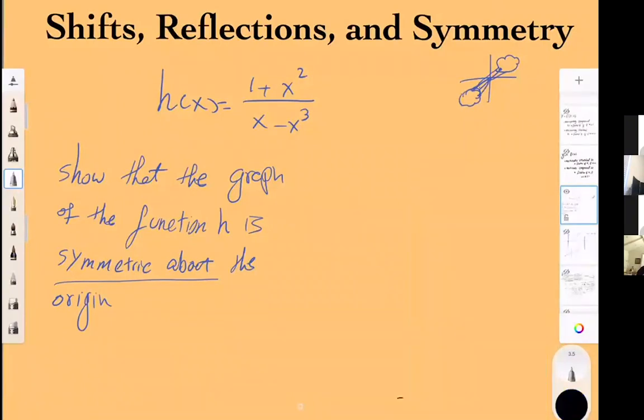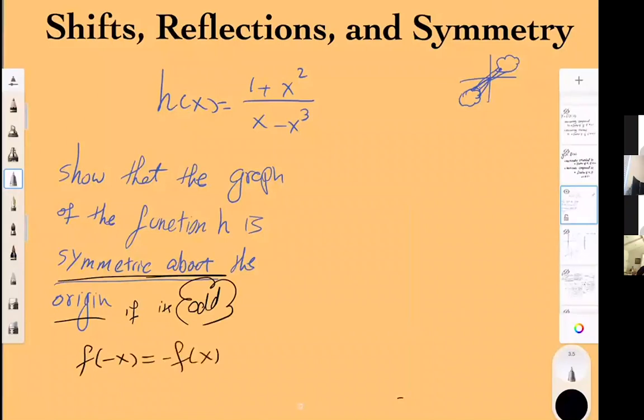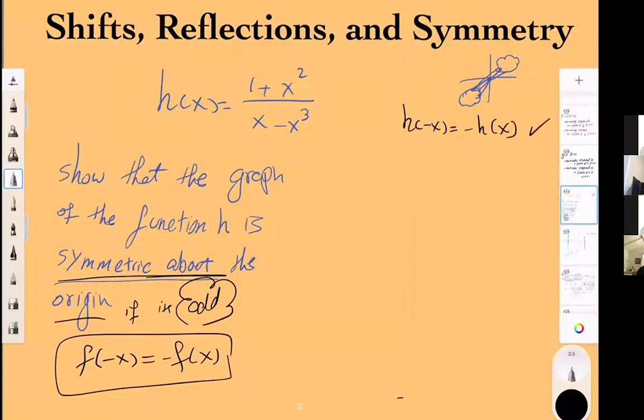Algebraically, as Lucas said, f is symmetric about the origin if f is odd, correct? How do we know a function is odd? When f of negative x equals negative f of x. All right, so let's do this. If we prove h of negative x equals negative h of x, then we are done. So I'm going to calculate h of negative x.